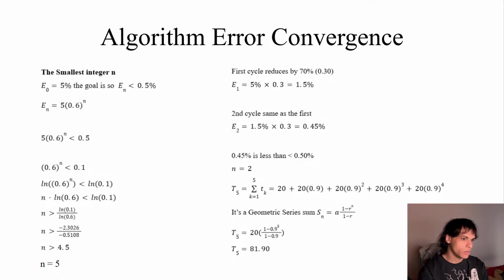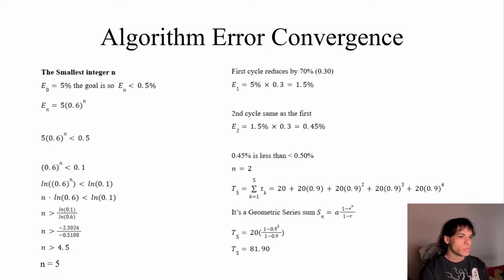Then we set up our series. We set up our series here. And we see the 20 plus 20 times 0.9, and plus 20 times 0.9 to the power of 2, to the power of 3, to the power of 4, and we stop at the fifth. So this is a geometric series. We know that it's a geometric series.